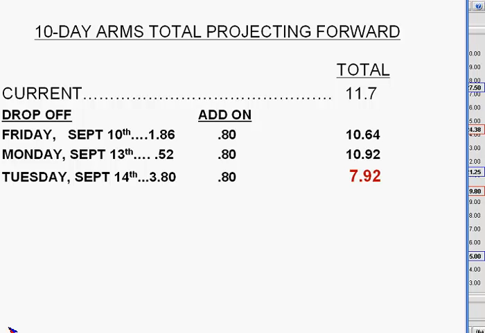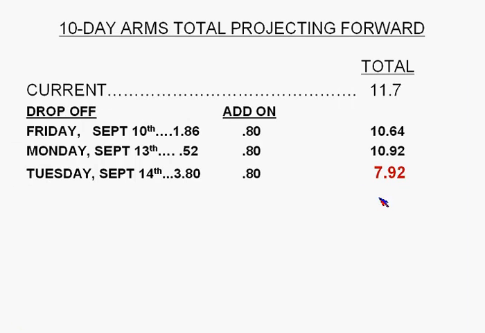Now, the 5-day ARMS is what I use most of the time, but I always keep my eye on the 10-day ARMS. And if you can get the two of them to agree and give you the same conclusion, that's 2 nods of the head instead of 1. That's more powerful as an indicator.